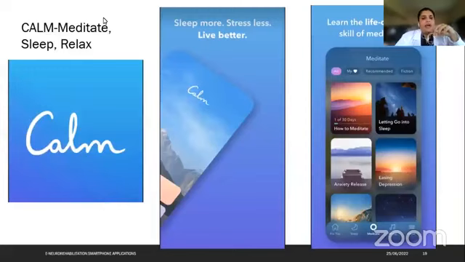Then you have other applications like the Calm app, which is free, for meditate, sleep, and relax. It has various modes of meditation. It has videos, audios, and music therapy.